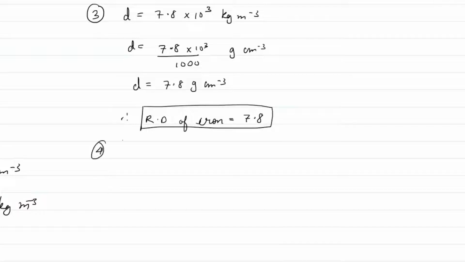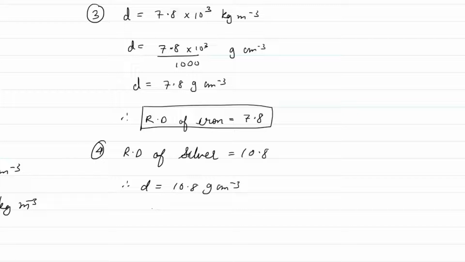Right. Then the fourth one, relative density of silver is given. So RD of silver is 10.8. Therefore, density will be 10.8 gram per centimeter cube, and that will be 10.8 into 1000 kg per meter cube.